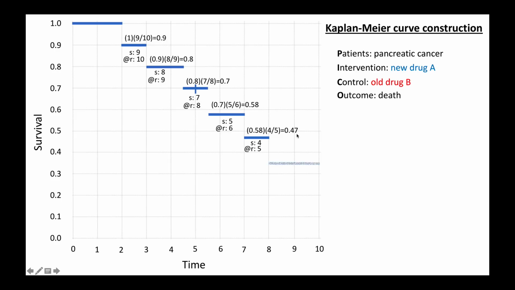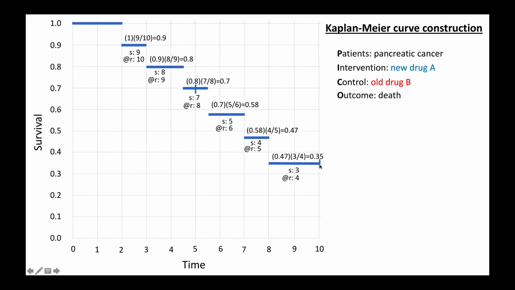And again, we're going to do this with the next interval here. 4 patients were at risk, and of those 4, how many survived? 3 out of the 4. And how do we calculate that cumulative probability? You've gotten this by now. It's 35%.